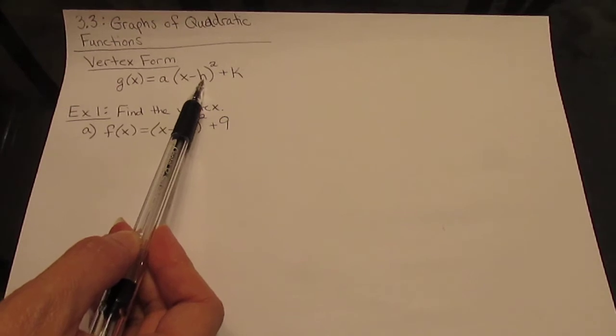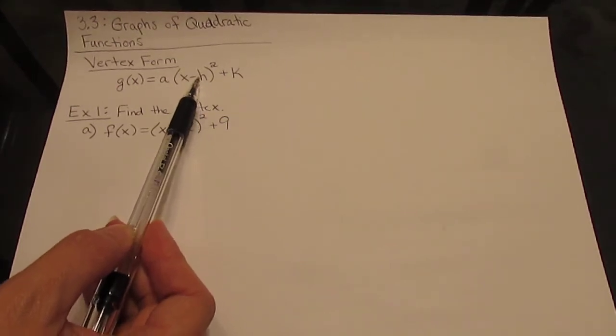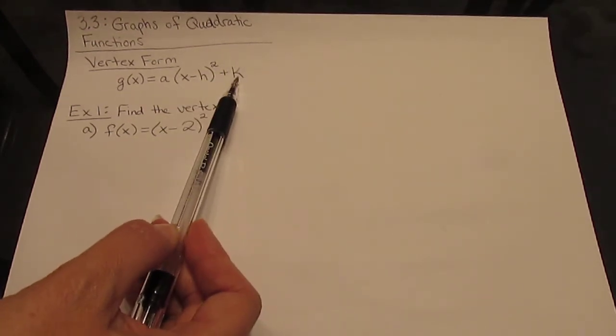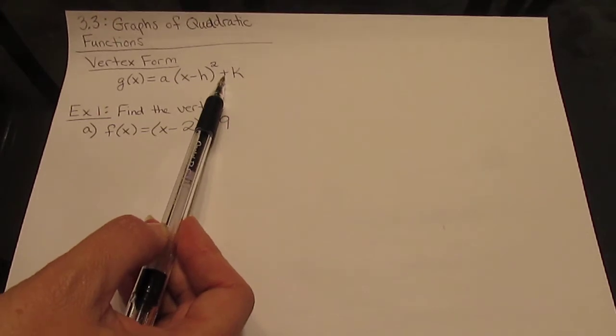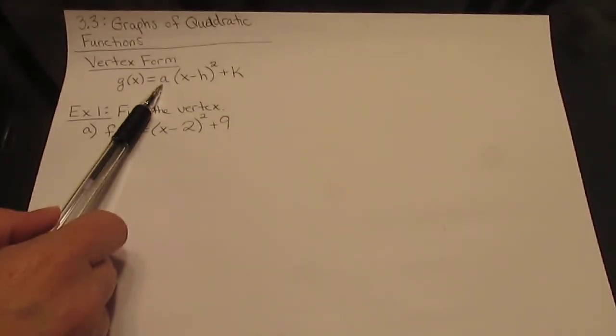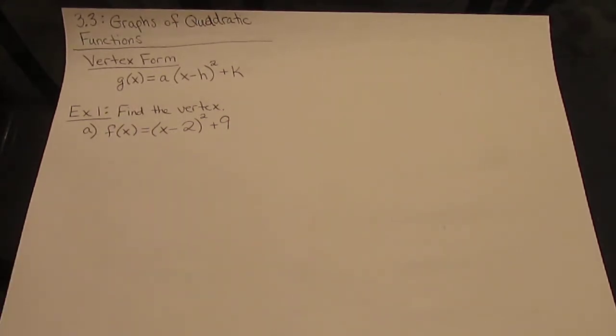Notice when you pull out the x value of the vertex, it's going to be the opposite sign of what you see in the problem. And when you pull out the y, it's going to be the sign that it is in the problem. So we'll try a couple of those in a second. But also I want to point out that if your a is positive, your parabola will open upward. If your a is negative, your parabola will open downward. So let's take a look at a couple examples.